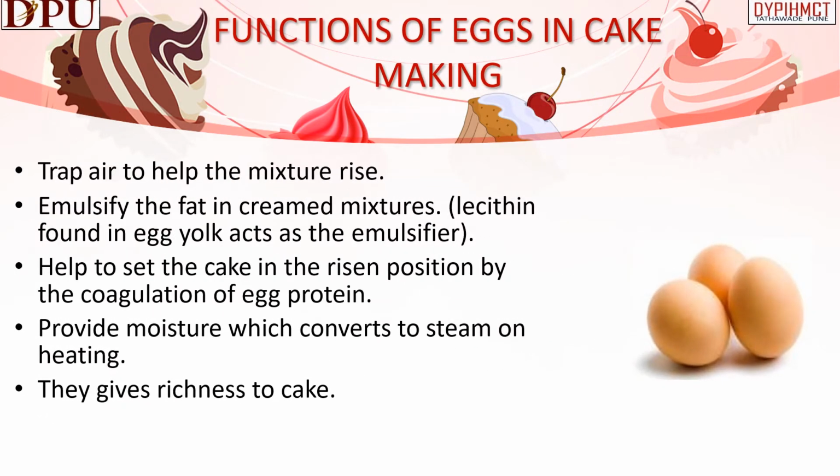Functions of eggs in cake making. Eggs, when beaten, trap air and help the cake mixture to rise when raw and while baking. They emulsify the fat in creamed mixtures. Lecithin found in egg yolk acts as the emulsifier. Eggs help to set the cake in the raised position by the coagulation of egg protein. They provide moisture, which converts to steam on heating and helps rising of the cake. Eggs impart richness to the cake.